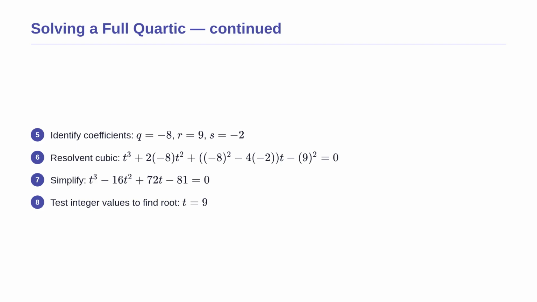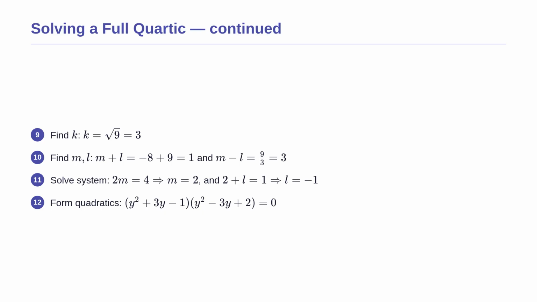Simplifying the arithmetic gives us a specific cubic equation for t. By testing small integer values, we find that t equals 9 is a valid root, because plugging in 9 makes the equation equal exactly 0. This gives us the key to unlock the rest of the problem.